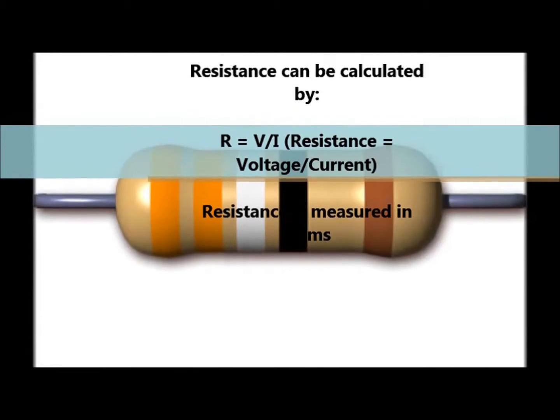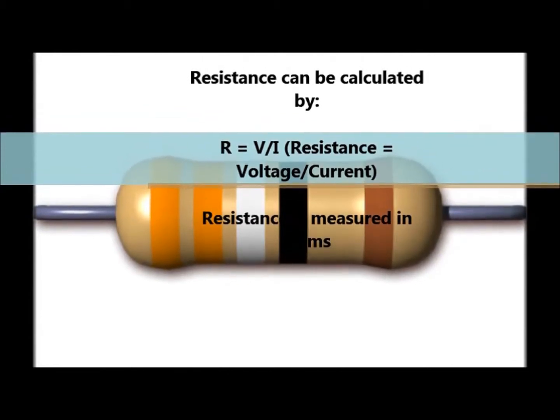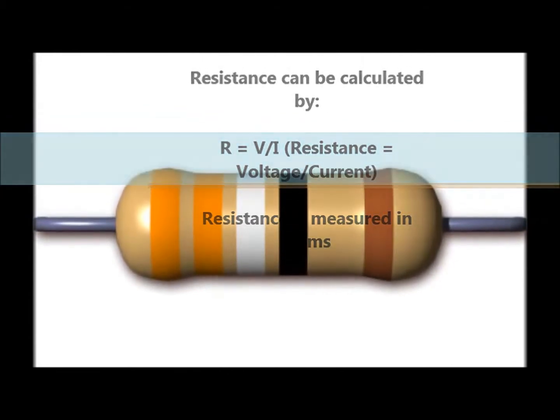Resistance can be calculated by resistance equals voltage divided by current. Resistance is measured in ohms.